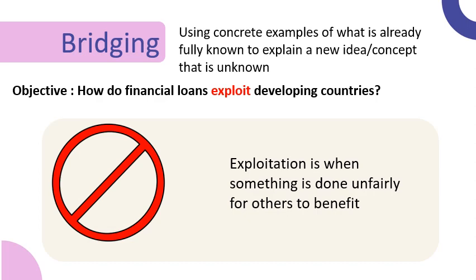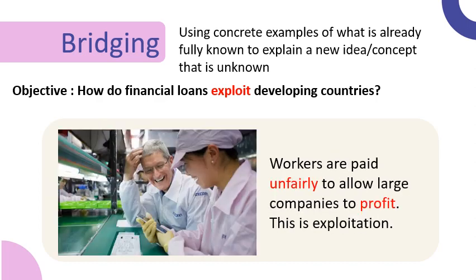What I could do, which I'm going to say is a non-example, is just define the word. Now, nothing wrong with giving definitions, that's absolutely fine. However, if I'm defining exploitation as when something is done unfairly for others to benefit, do they really understand what that means? How can I connect that to some understanding they already have?